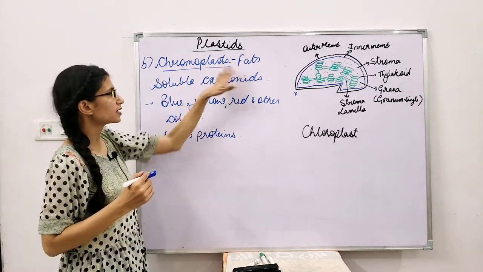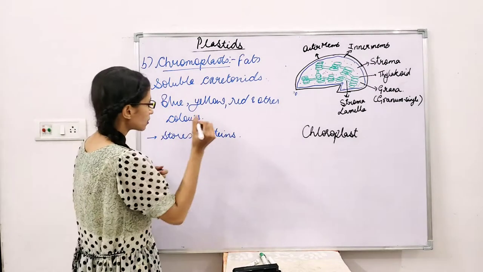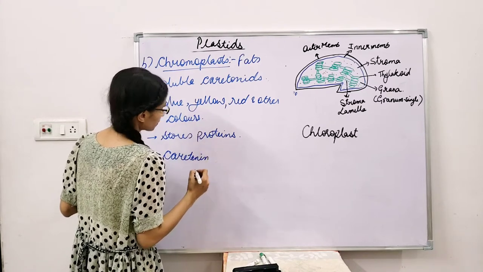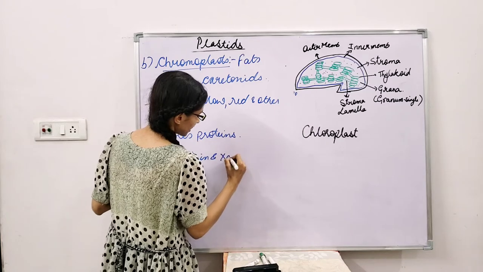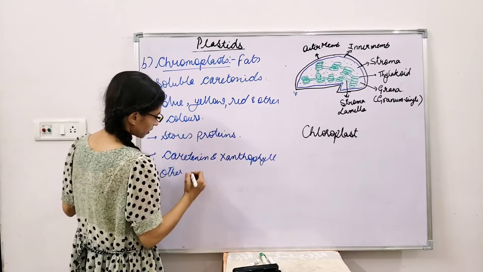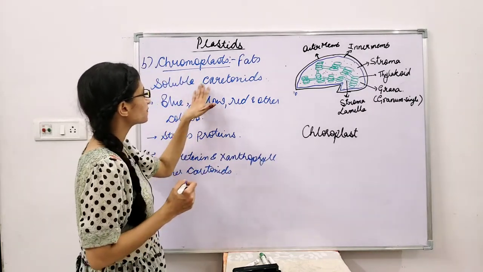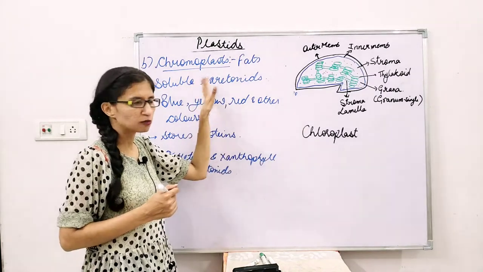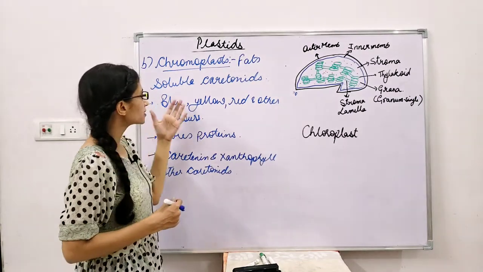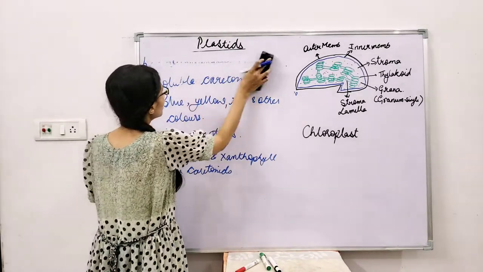Okay, so chromoplast has a fat soluble carotenoid present in it, and these carotenoids are called carotene and xanthophyll and some other carotenoids. What color does it give? It gives blue, yellow, red or some other color to the plant. Okay, it stores protein.